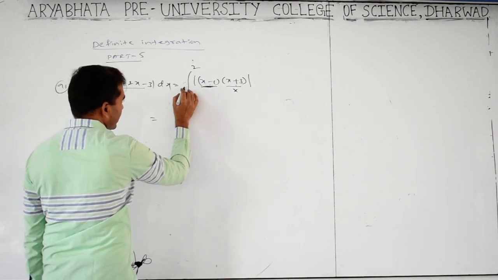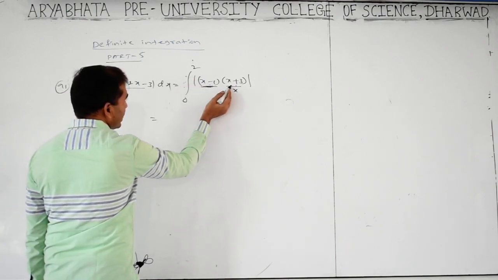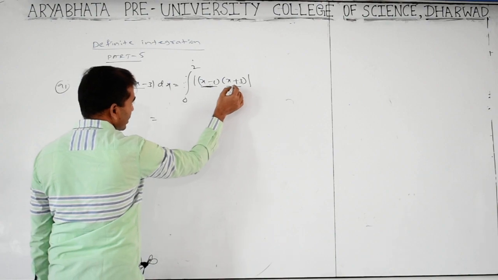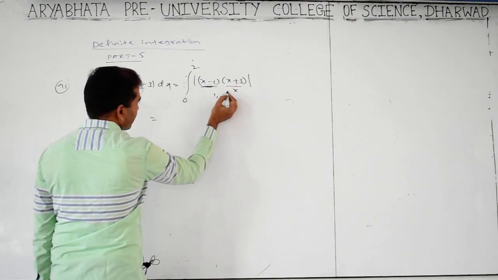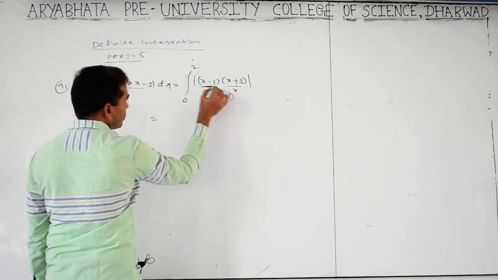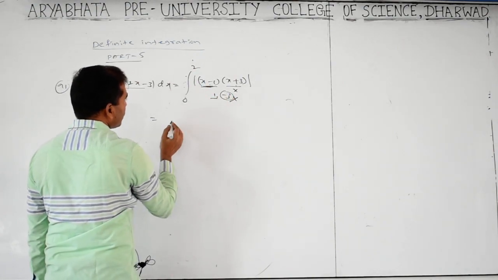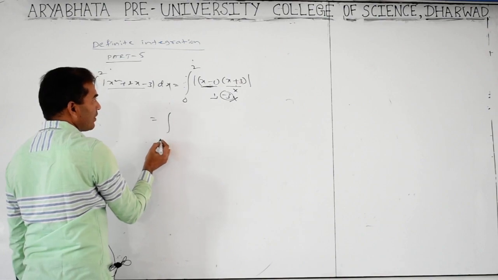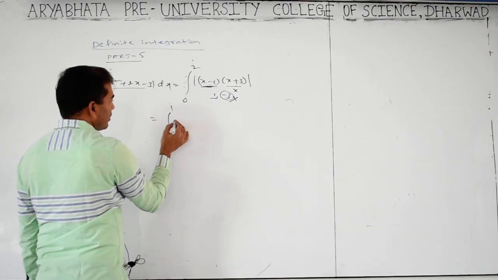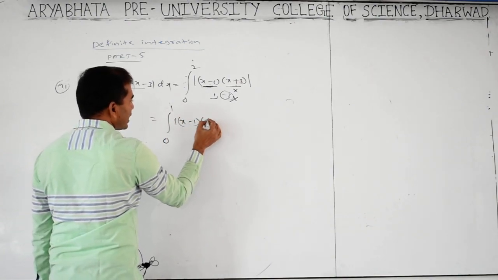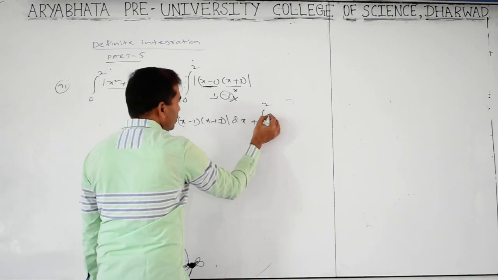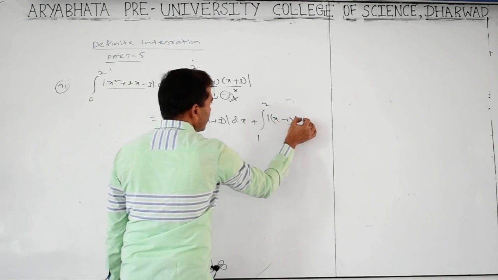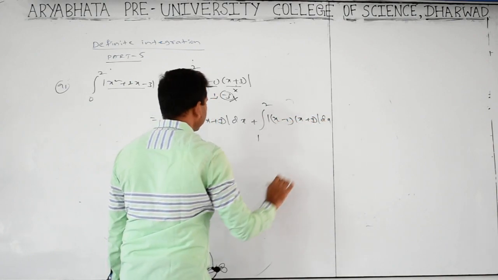The point 1 is a turning point within 0 to 2. Minus 3 is not in this interval, so that turning point, leave it. There are two turning points, 1 and minus 3, but minus 3 is not between 0 to 2, so cancel it and only take 1. So we have to split the interval: 0 to 1 mod of x minus 1 into x plus 3 dx plus 1 to 2 mod of x minus 1 into x plus 3 dx.